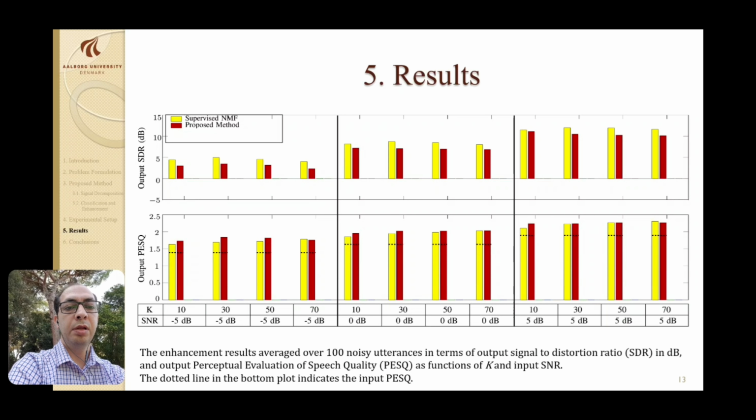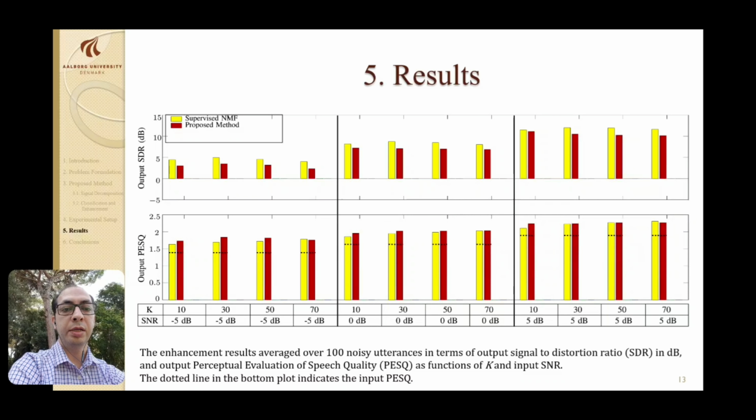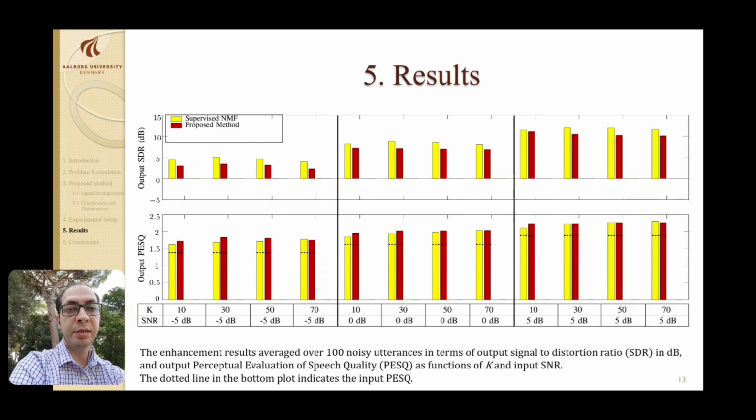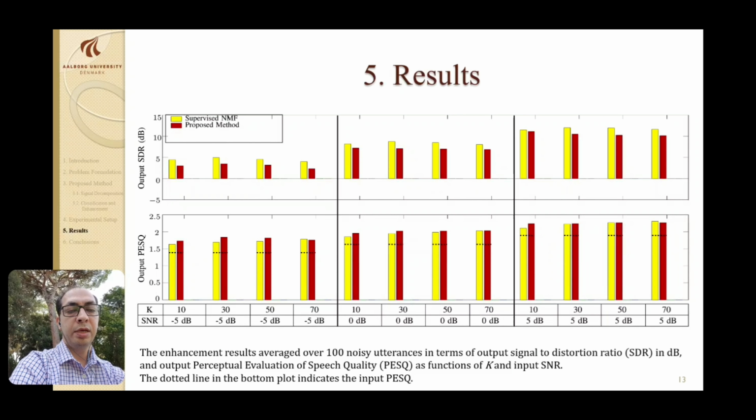Here we can see the enhancement results averaged over 100 noisy utterances in terms of output signal to distortion ratio, and also the output PESQ as a function of K, the number of signal parts, and input signal to noise ratio. And the dotted line in the bottom plot indicates the input PESQ. The supervised NMF method, which is our baseline method, is shown in yellow bars, and the proposed method is shown in red bars. And here we consider the first scenario in which the target noise and the utterances of the speaker under the test are also included in the training data.